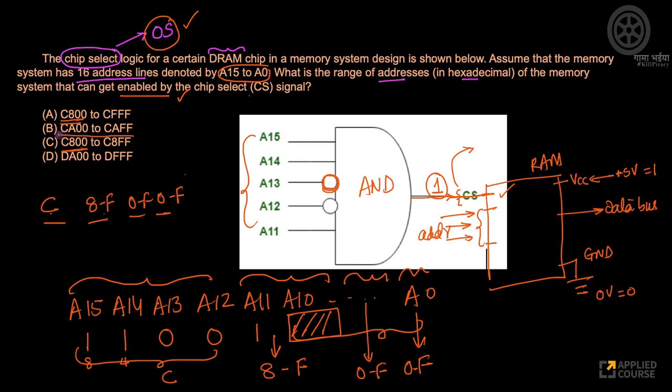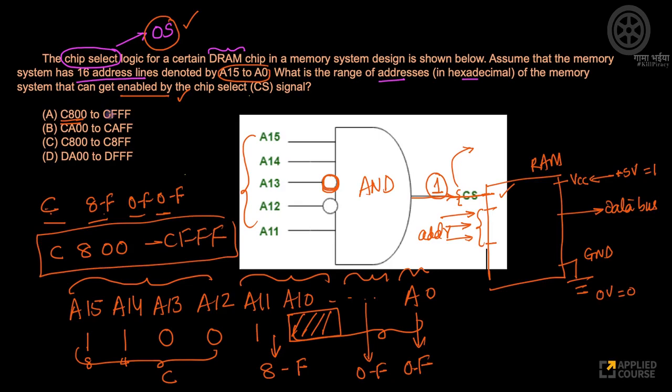Sorry, this is not the answer. So the answer here is C800, let's write this down, right? That's better. From C800 to CFFF. This is the address range, right? So C800 to CFFF. Option A is the right option.